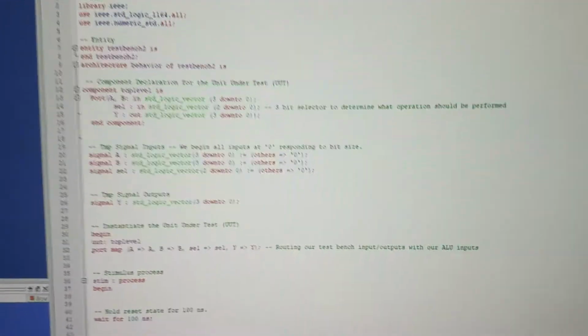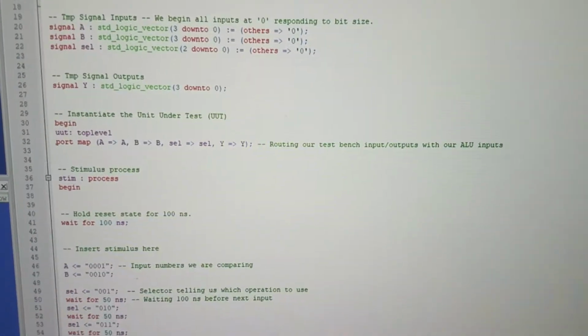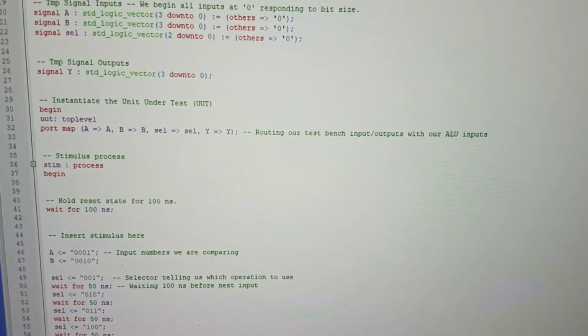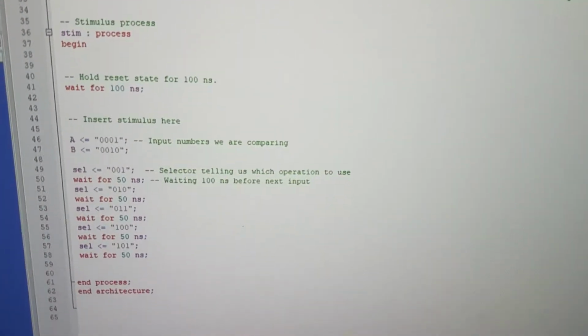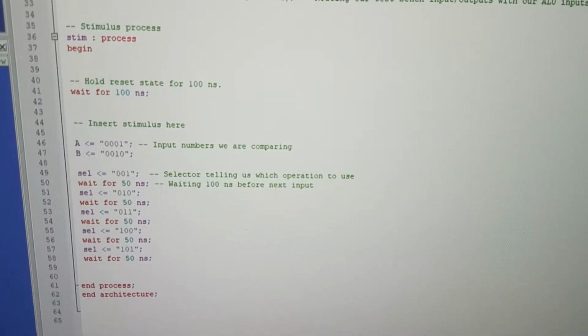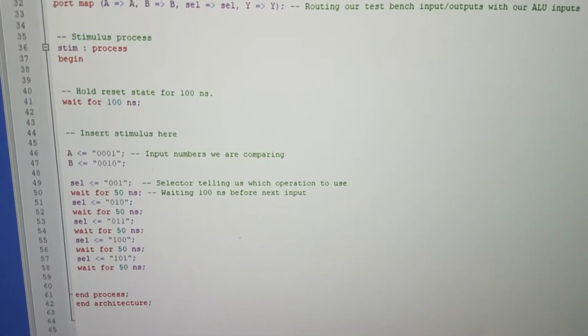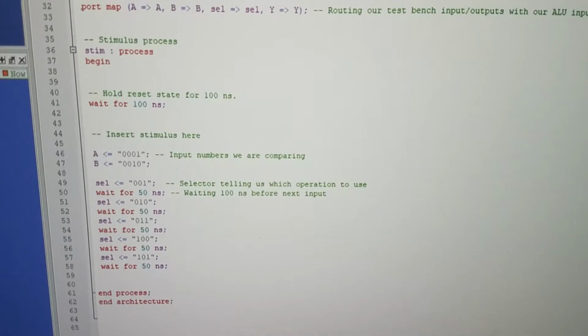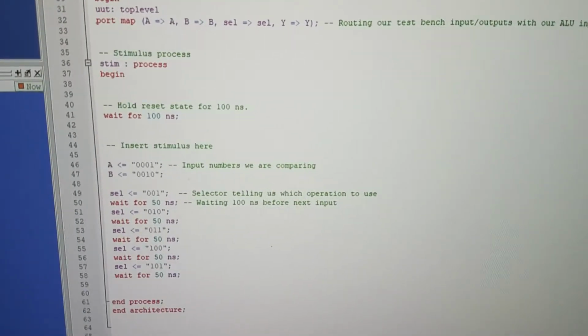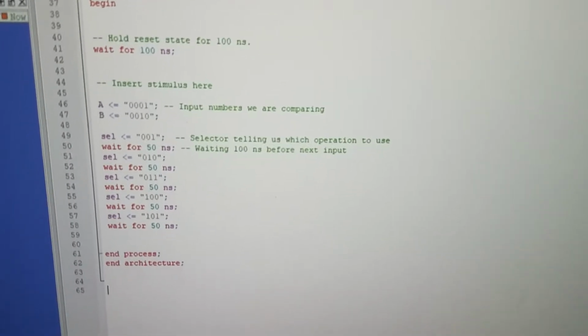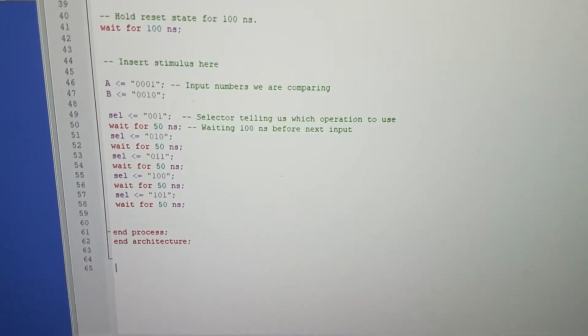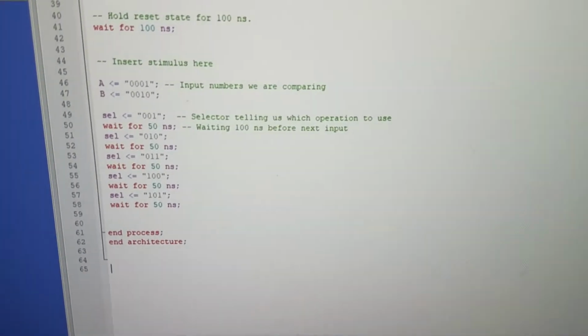Moving on to our test bench, again, component declaration up top, and then we went ahead and routed our inputs and outputs. Going into our stimulus process, we hold reset for 100, so whatever our initial values, which should be 0, are held for 100 nanoseconds, and then we begin our stimulus process.